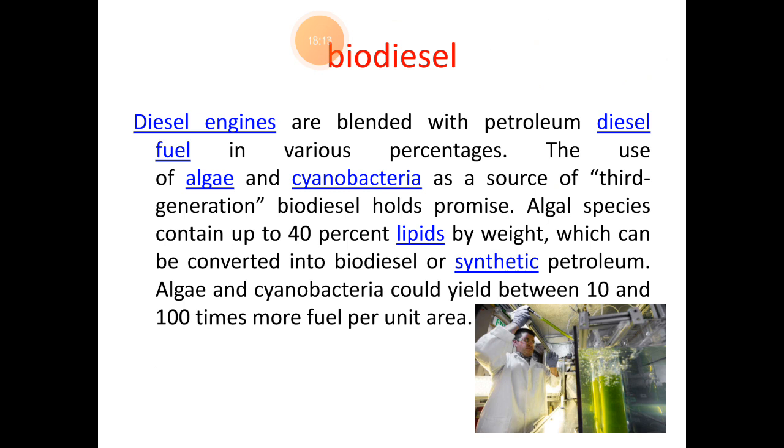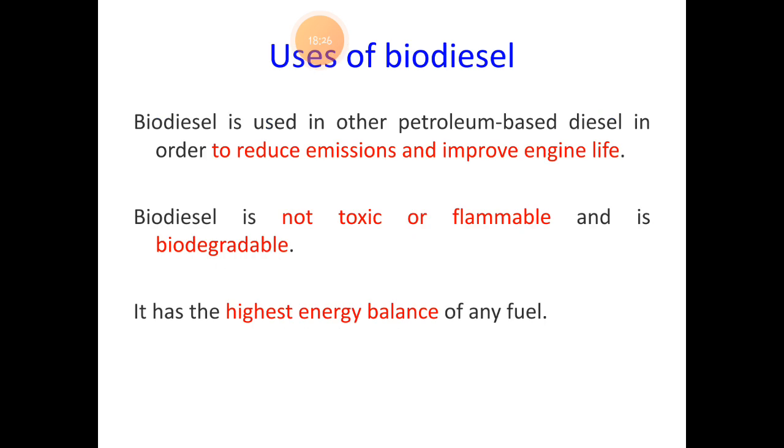So, biodiesel is obtained from algae, cyanobacteria, as they have nearly 40% of lipids in them, which is extracted and used for the synthesis of biodiesel. Coming on to the applications of biodiesel, it is used equivalent to the fossil fuel diesel, but shows reduced emissions and thus prolongs the life of the engine. It is not toxic and it's a biodegradable compound.